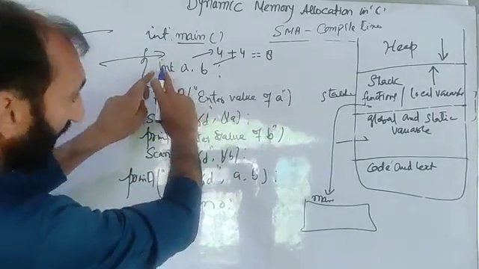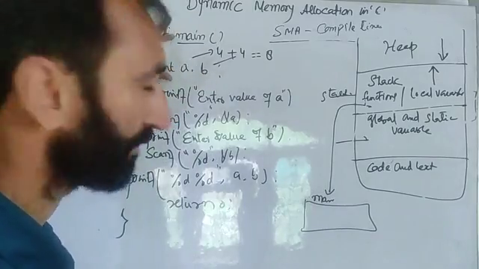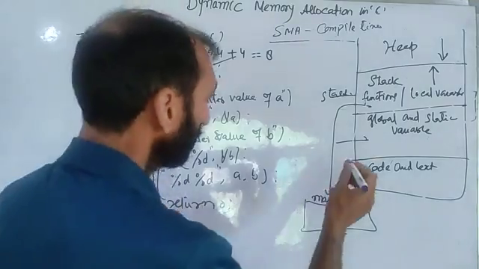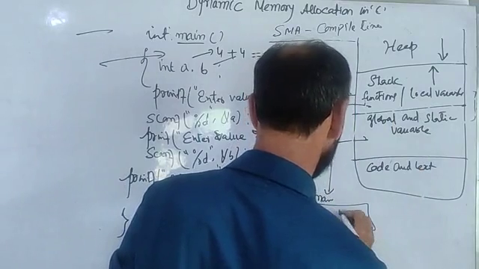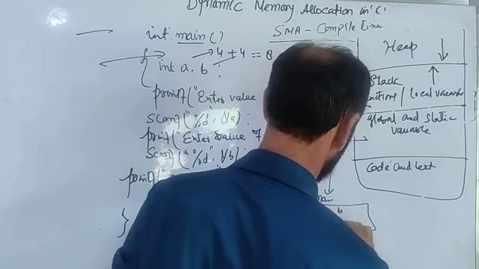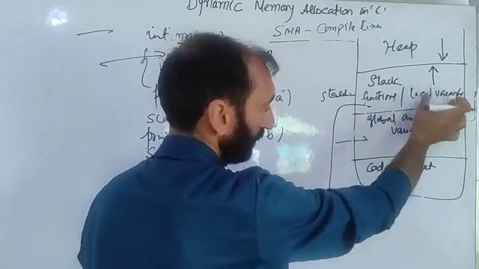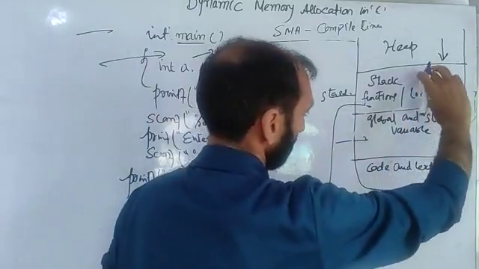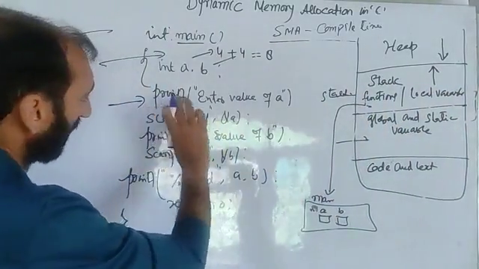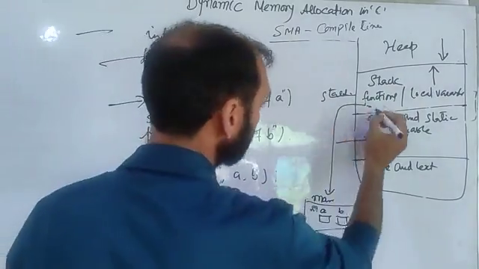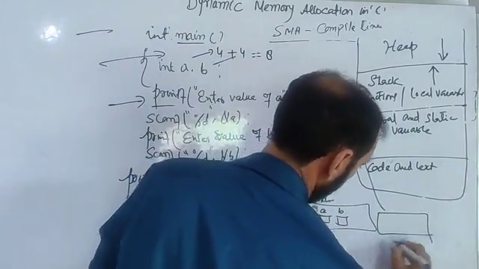In this case, there are two variables, A and B. We know that A and B are local to this main program, so the stack will also contain the two variables A and B. The memory for these is also allocated from the stack portion. Now, there is printf. What is printf? Printf is a function, so some portion will be allocated for the function printf as well.